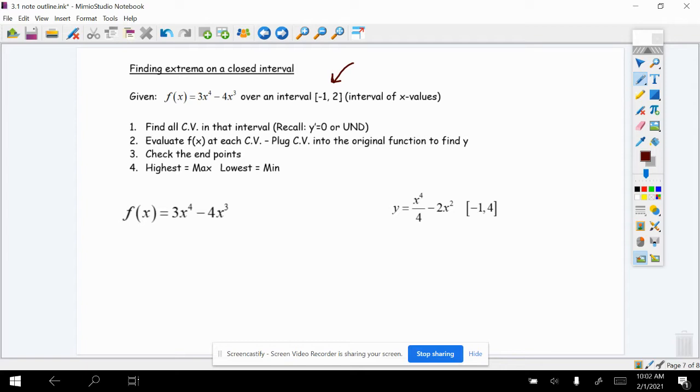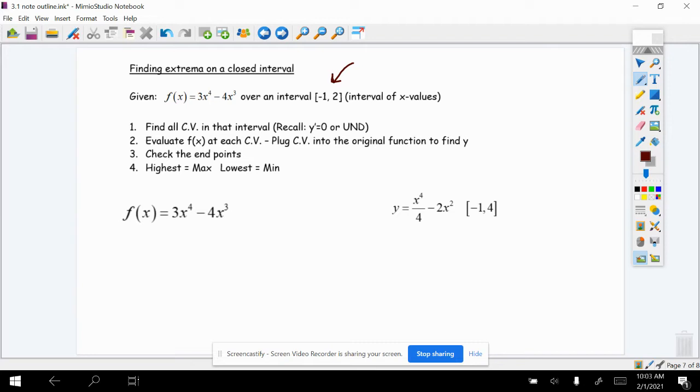I say at least because you could actually have a tie. You could have two places that are the highest or two places that are the lowest. So if you have a closed interval, it takes basically a four-step process, and the steps get easier as you go, to figure out where are these extrema? Where is this highest point? Where is this lowest point? So I'm going to go through the four steps while I do the first example with you, so you can see how the steps work in conjunction with an actual problem.